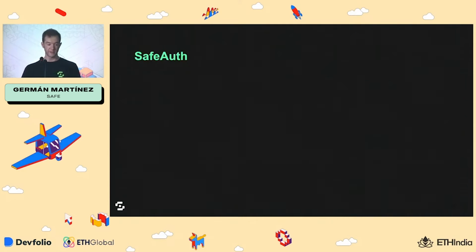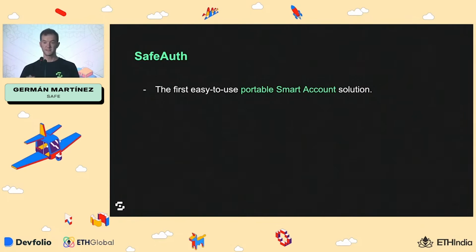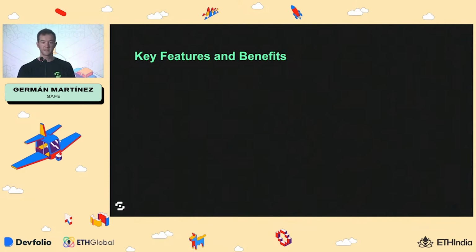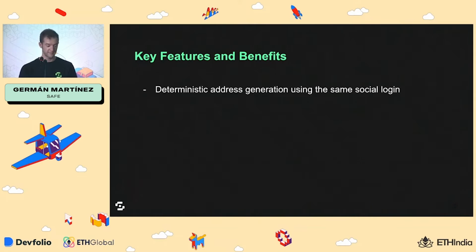So what is SafeAuth? SafeAuth is the first easy-to-use portable smart account solution. SafeAuth is a new MPC product developed between Safe and Web3Auth that will allow safes to be portable between different applications using social login. So what are the key features and benefits?